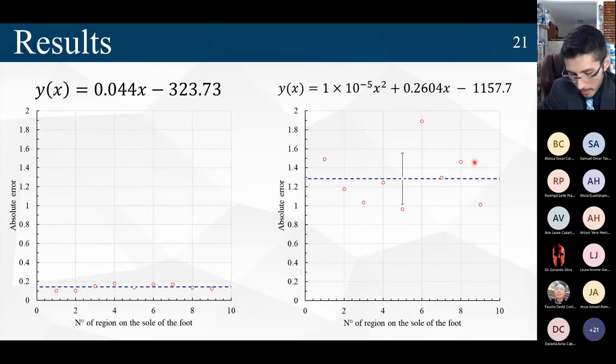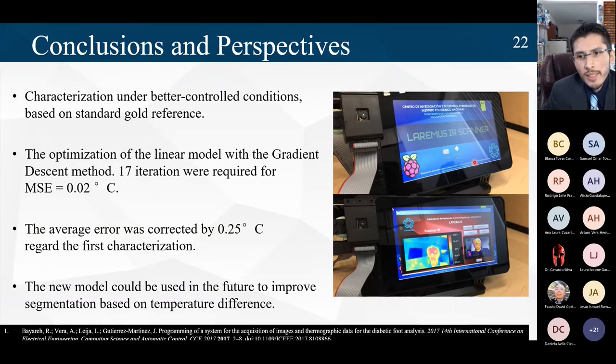Finally, just to conclude this brief presentation, of course our new better controlled environment, based on our gold standard references, contributes a lot to getting a better performance, a result that fits much better with an industrial camera that was also based on the measurement of a gold standard thermometer. But the gradient descent method was also very important in order to obtain the best fitting mathematical equation. Without the gradient descent method, of course it is possible to retrieve a mathematical model, but it is not ensured that the error will be reduced to the minimum.